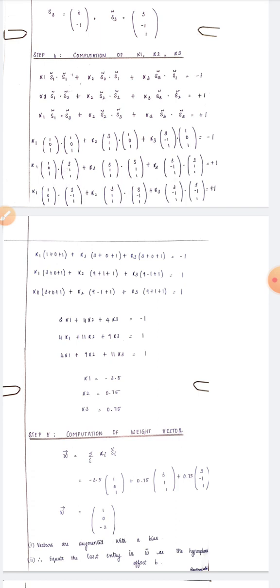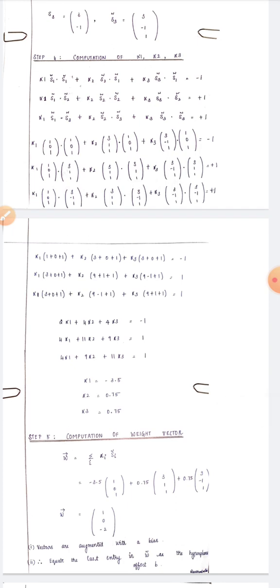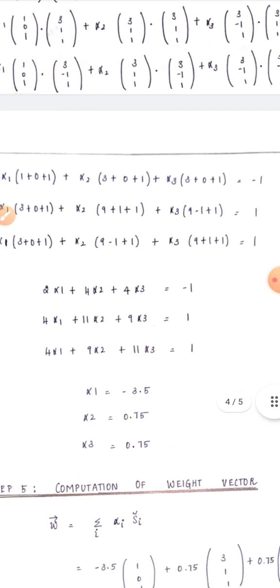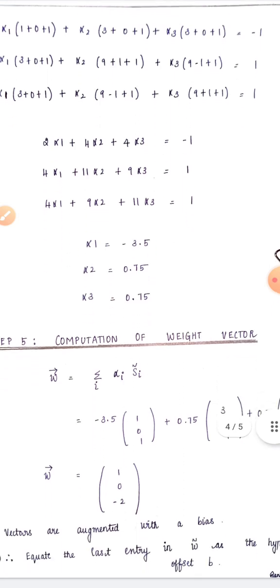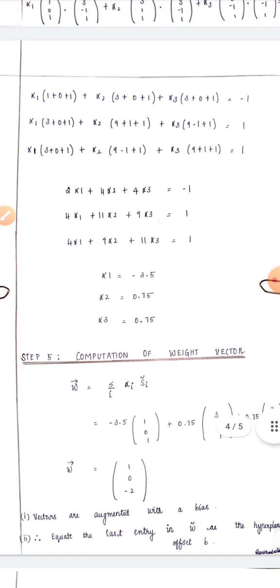So 2 alpha 1 plus 4 alpha 2 plus 4 alpha 3 equal to minus 1, and 4 alpha 1 plus 11 alpha 2 plus 9 alpha 3 equal to 1, and 4 alpha 1 plus 9 alpha 2 plus 11 alpha 3 equal to 1. So the final alpha 1, alpha 2, alpha 3 values are computed based on normal elimination methods, and the alpha 1 value is minus 3.5, alpha 2 value is 0.75, and alpha 3 value is 0.75.